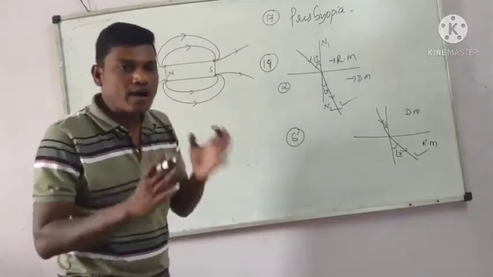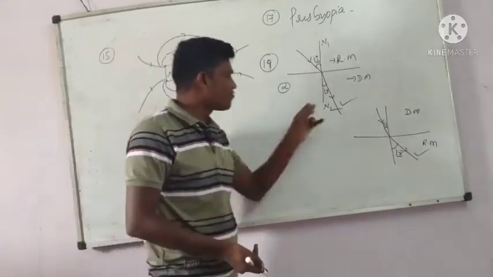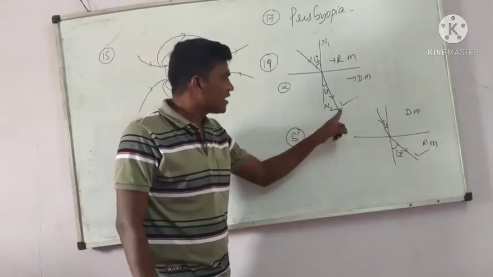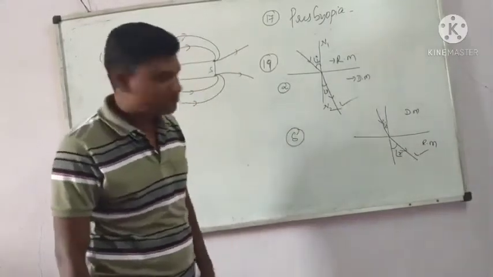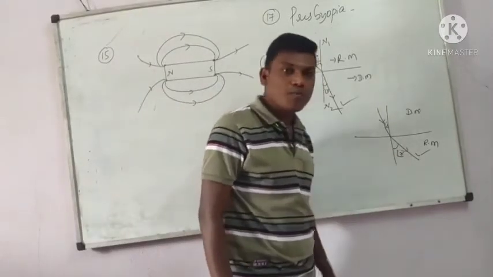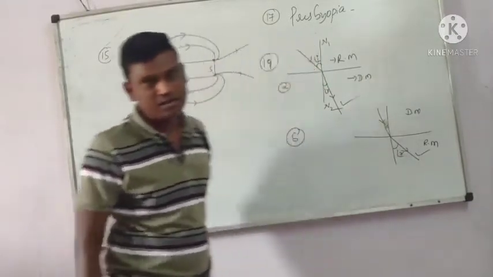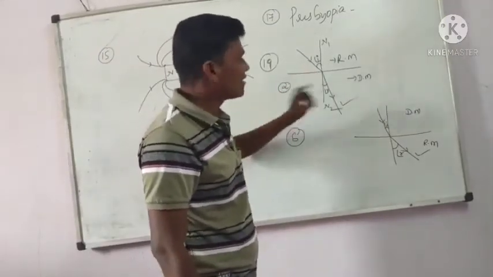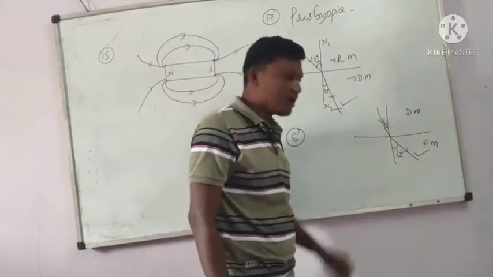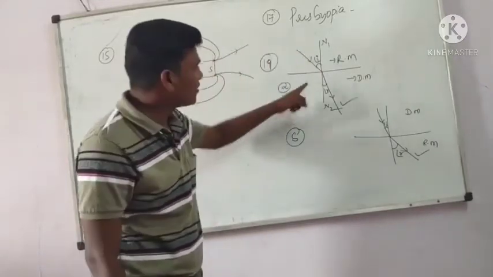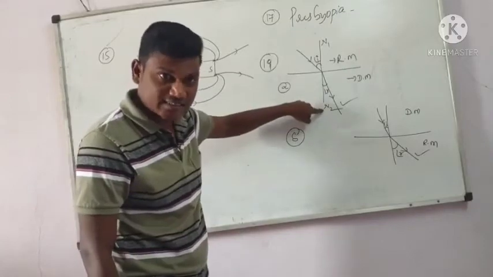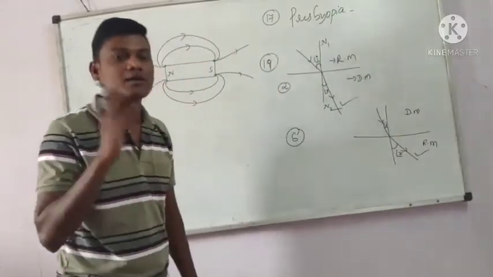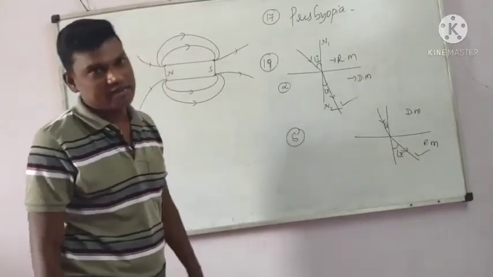So what differences do we observe from these two diagrams? In diagram A, the ray bends towards the normal; in diagram B, the ray moves away from the normal. Second, in A angle I is greater than angle R, while in B angle I is less than angle R. Third, the speed of light decreases in A and increases in B. These are the three major differences we observe from these two diagrams.